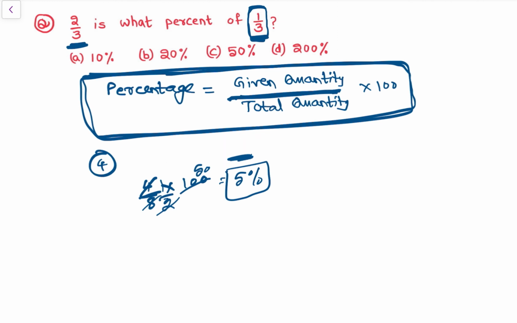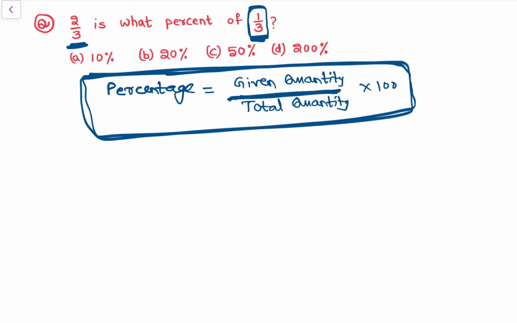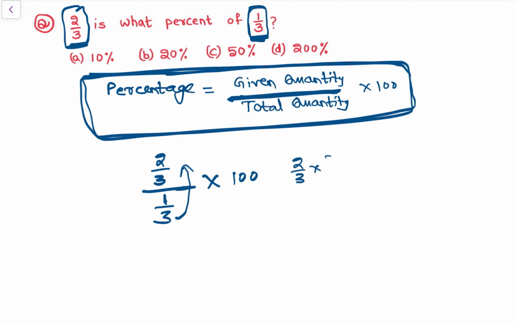ऐसा कैलकुलेट करना है. गिवन क्वांटिटी बाई टोटल क्वांटिटी इंटू 100. सो इन दिस क्वेश्चन गिवन क्वांटिटी इज 2/3. सो 2/3 इज व्हाट परसेंट ऑफ 1/3? सो 1/3 इज द टोटल क्वांटिटी, ठीक है. 2/3 इज द गिवन क्वांटिटी. सो नाउ इफ वी डू दिस, सो अब ये नंबर ऊपर आ गया, ठीक है, फ्रैक्शन फॉर्म में. वो कैसे आएगा? दैट इज 2/3 इंटू 3/1, ये ऊपर आएगा, ठीक है.